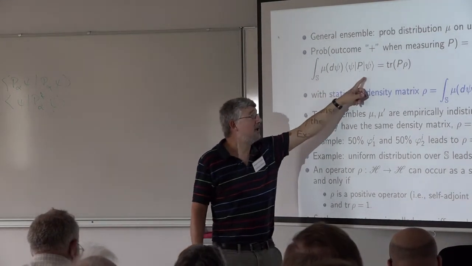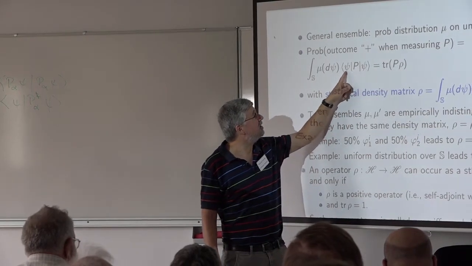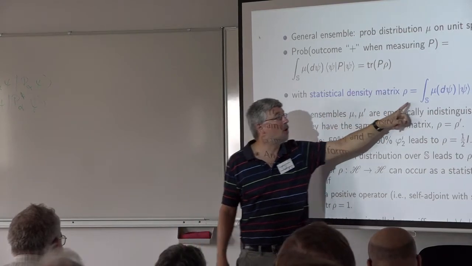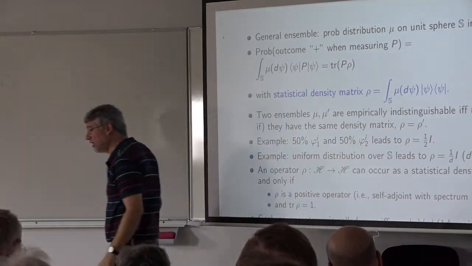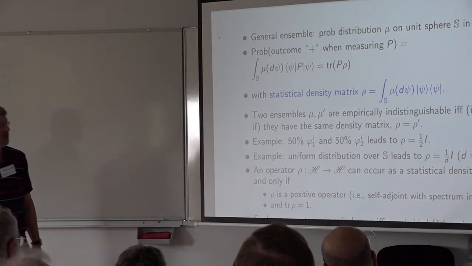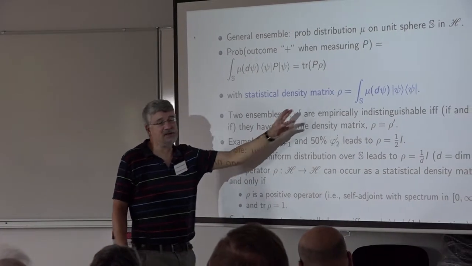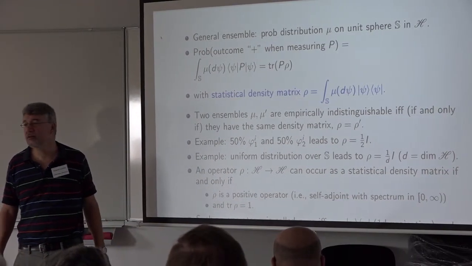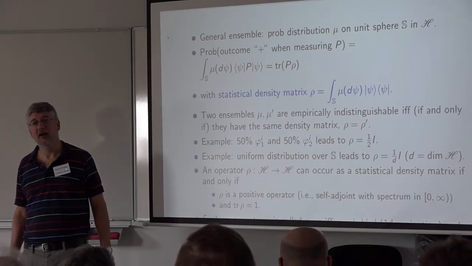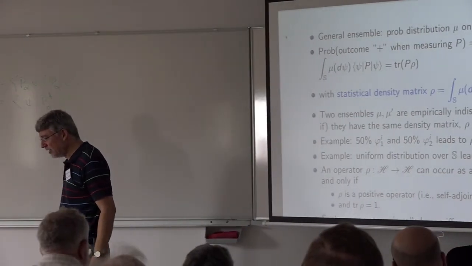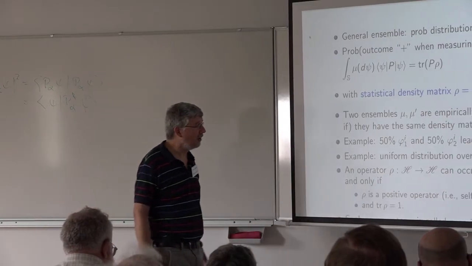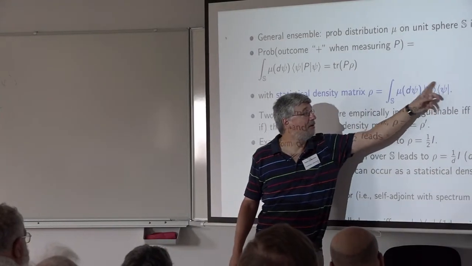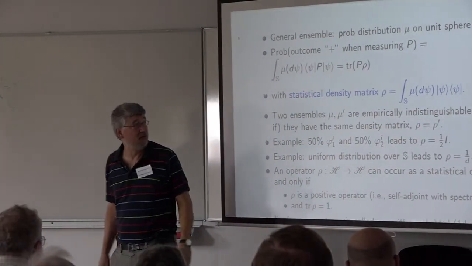Now, after a few lines of computation, you can express this quantity here as the trace of P times rho, where rho is this operator here. And this operator is called the statistical density matrix. So part of the reason why I'm discussing this is to show you the definition of the density matrix, to make sure we're on the same page about what definition we're talking about. So this is the average of the one-dimensional projections over the different psi.